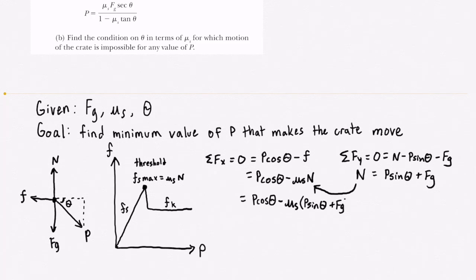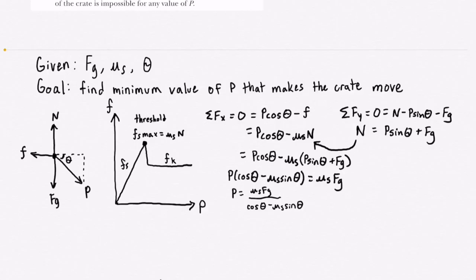Now we can solve for P. We find the equation that matches the book's by factoring out cosine theta and dividing both the top and bottom by cosine theta.